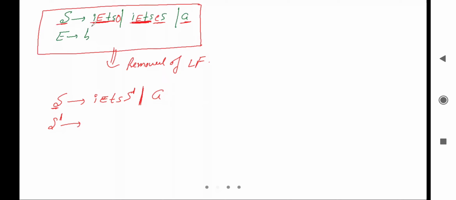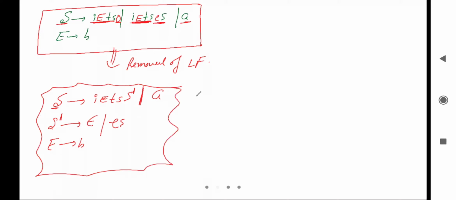What will S dash generate? S dash will generate this remaining portion and this remaining portion. This remaining portion is nothing but null, so S dash generates null, or it generates E S. And E goes to B, so we take that as it is. Finally, this is the removal of the left factoring. Is it clear?